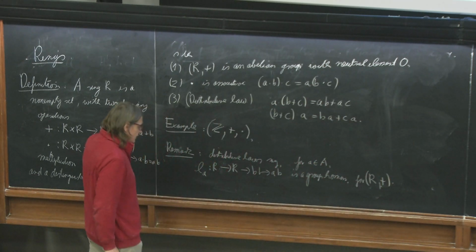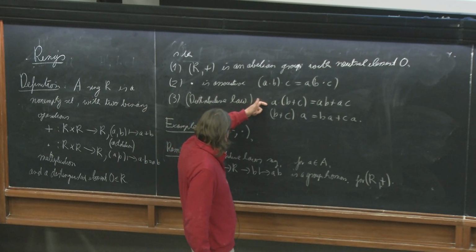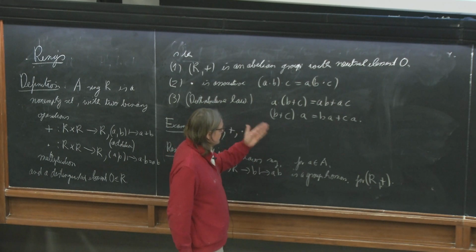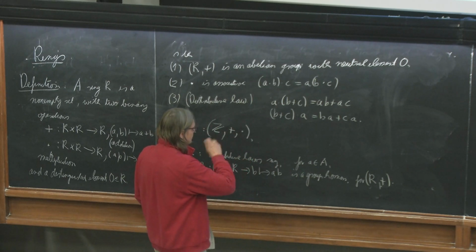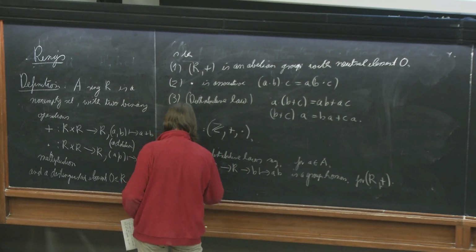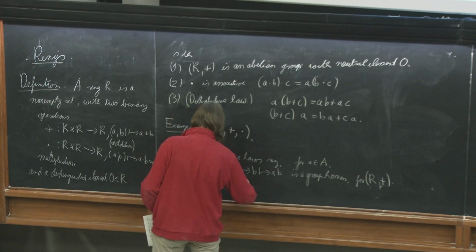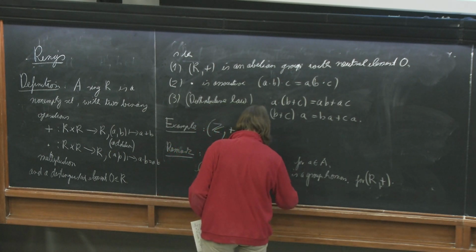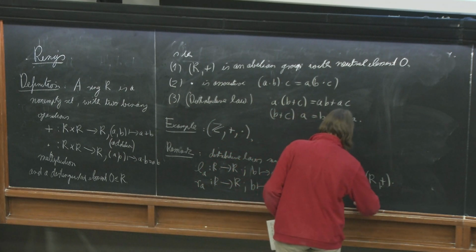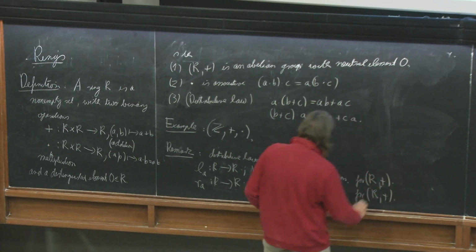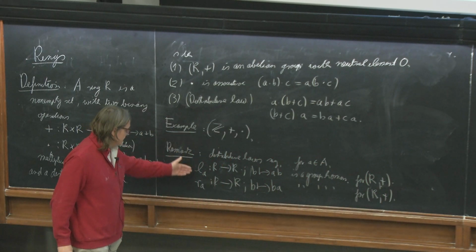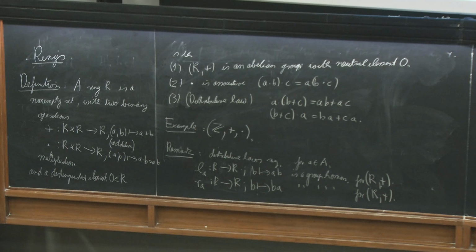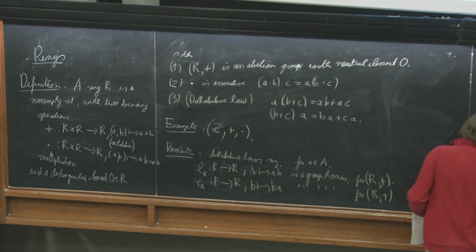Because that's just what it says. If I take A times (B plus C), this is A times B plus A times C. And in the same way, obviously, the right multiplication with A, which maps B to BA, is a group homomorphism for R. This also, again, says in some way that there is some compatibility between addition and multiplication. That's what the distributive law says.